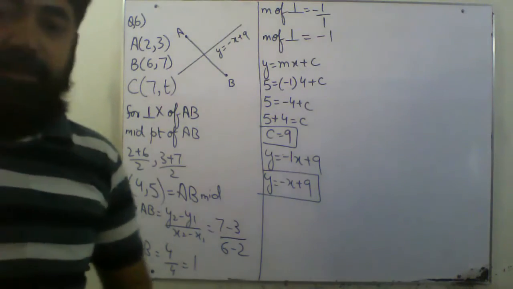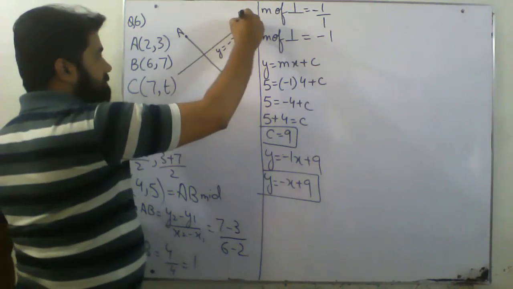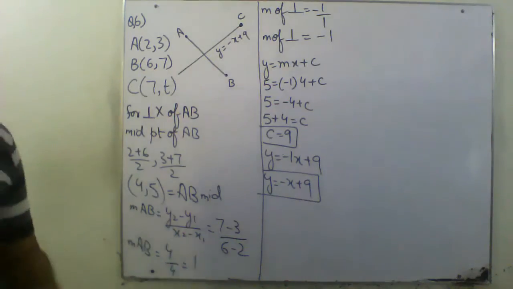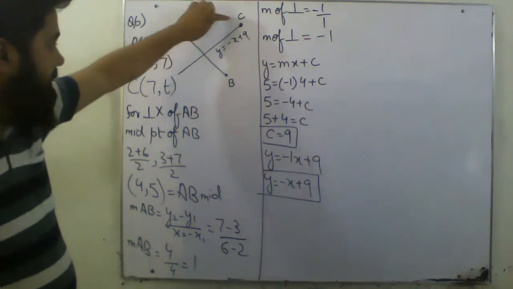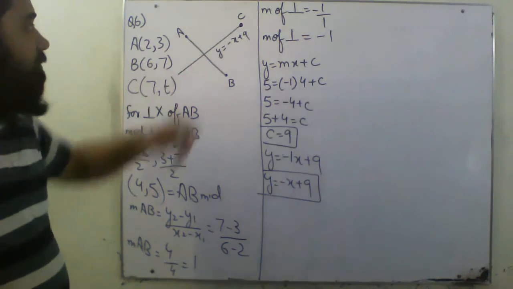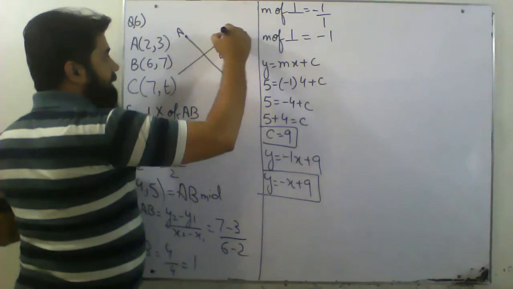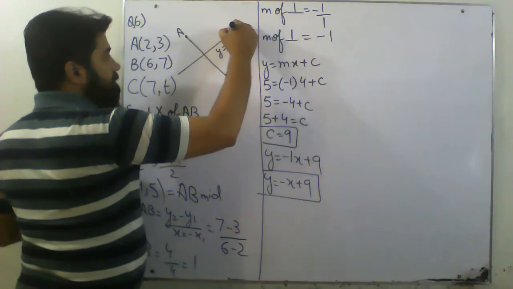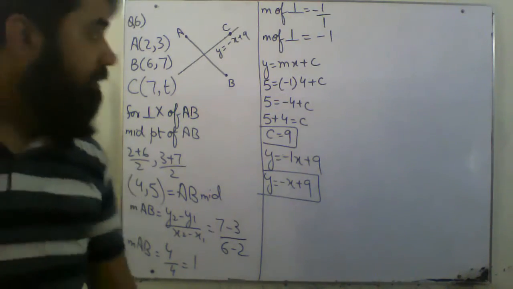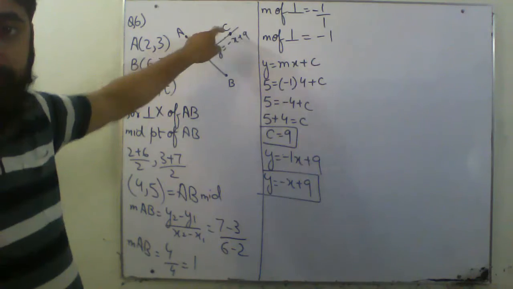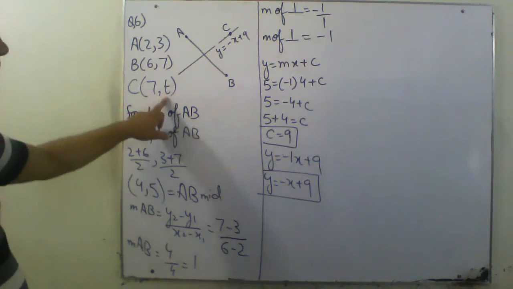Okay, now they are saying that this C, which is (7, t), is lying on this line somewhere. I can make it anywhere. I'm not making it at the edge, I'm making it a little bit over here, so that it is not at the edge. So C is over here, and they are saying that C is on this line. Find the value of t.